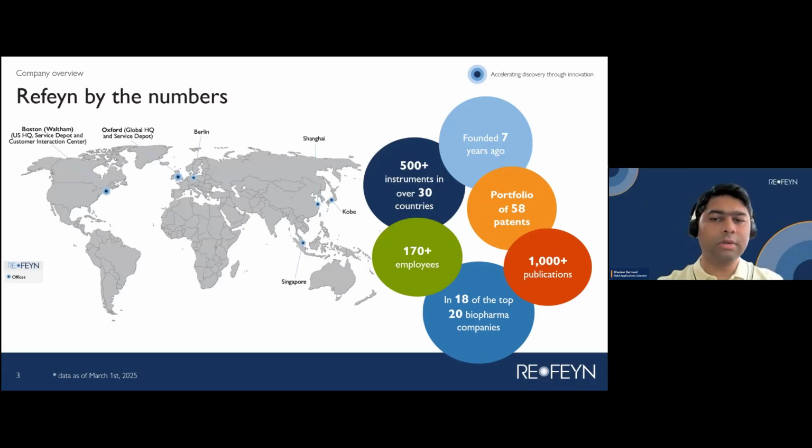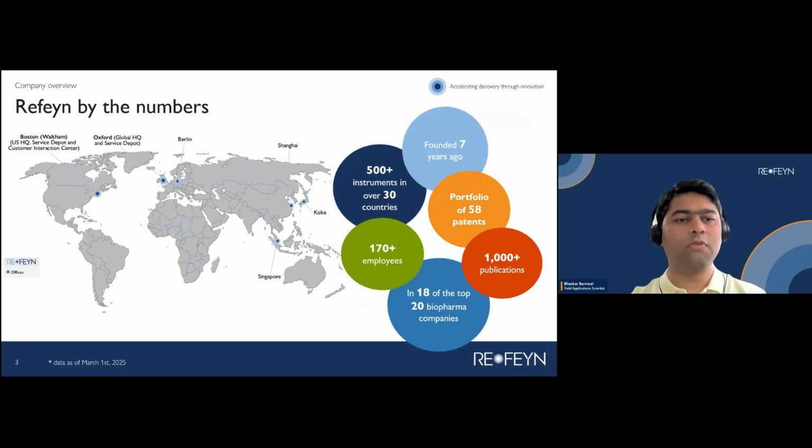Refeyn was spun out from the University of Oxford in the year 2018, and in just 7 years, we have installed more than 500 instruments in 30 countries. We have a portfolio of around 58 patents and more than 1,000 publications featuring mass photometry. It's a major milestone for us, and we are proud to say that we are present in around 18 out of the top 20 biopharma companies in the world.